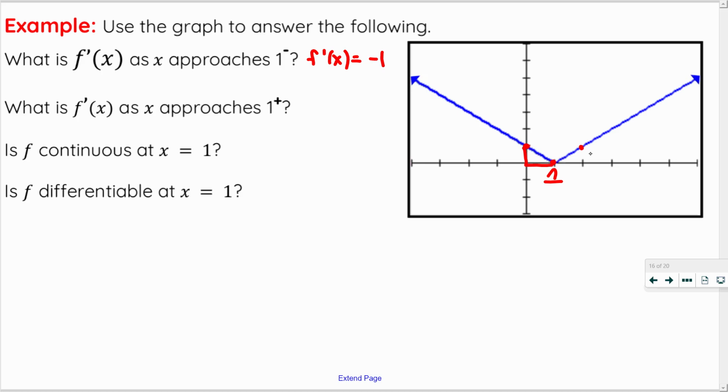On this side here, let's look at the slope. So this time I'm going up and over. You always go to the right, so down and to the right here. This one's going up and to the right here. So the derivative on that side is positive 1.